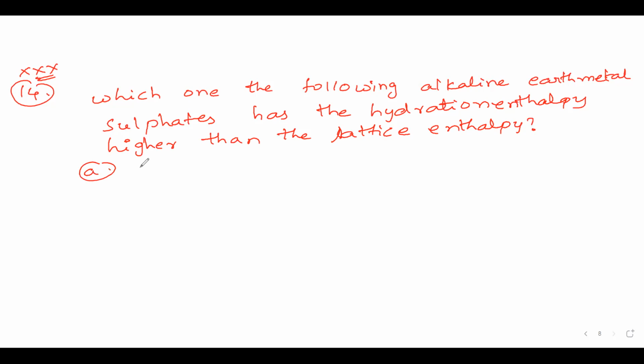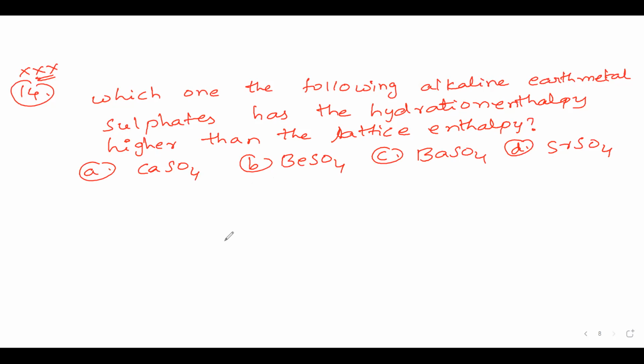Option A, it is calcium sulfate. Option B, it is beryllium sulfate. And option C, it is barium sulfate, which is slightly soluble in water. And option D, it is strontium sulfate. So among sulfates, which is having more dissolution, means which can dissolve readily in water, they are having hydration enthalpy more, higher than lattice enthalpy.